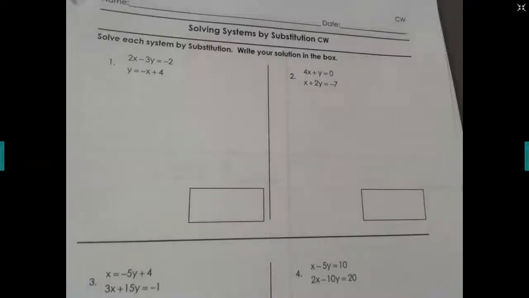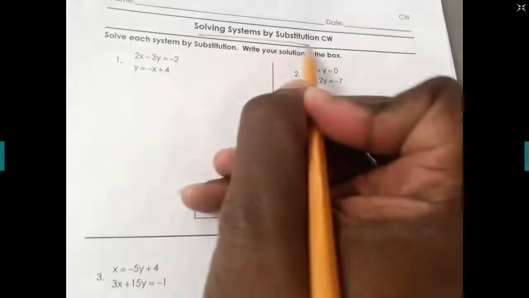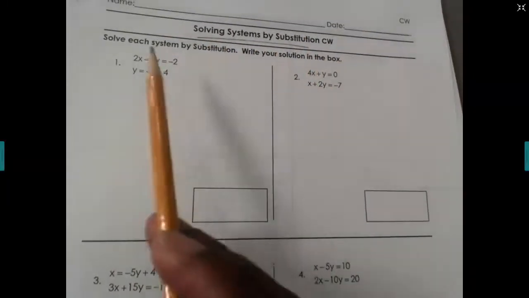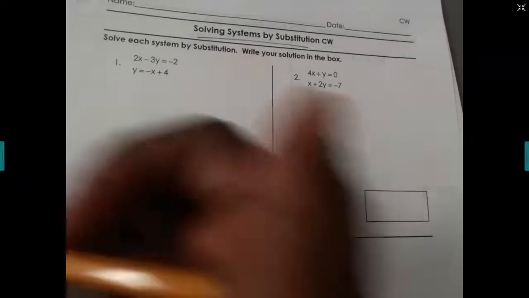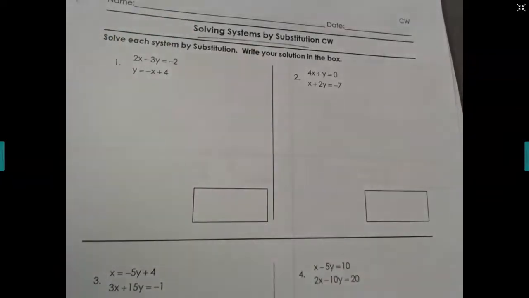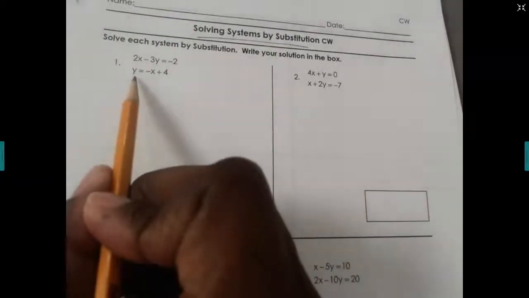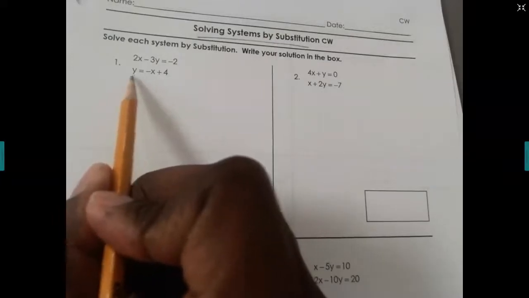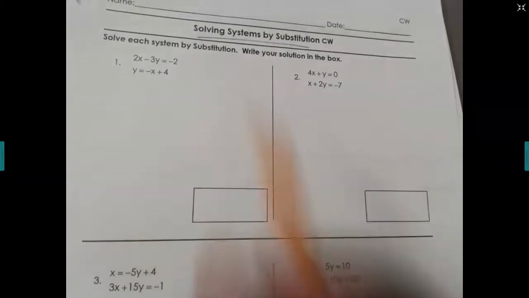This video is about solving systems of equations by substitution. So a system of equations is a set of two equations. And how we solve it by substitution is we essentially solve for one of the variables, like x or y, and replace it back into the equation.